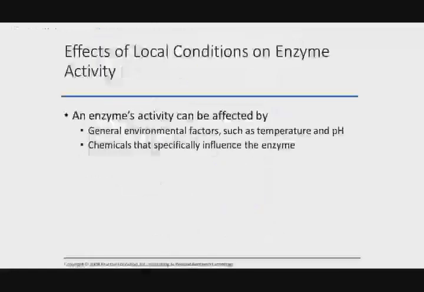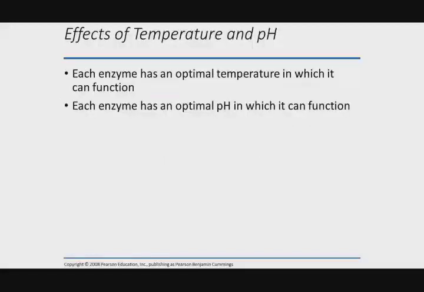Right? Now, because enzymes that we're talking about now are all protein-based, things that affect proteins are going to affect the enzymes. Right? So general environmental factors such as temperature and pH, chemicals that can influence enzymes are all going to ultimately affect the shape of that enzyme and how it reacts with its substrate. All right? So each enzyme has an optimal temperature at which it can function. And so for organisms with a set body temperature, our enzymes have evolved to be very, very efficient at our body temperature. Same with pH, right?